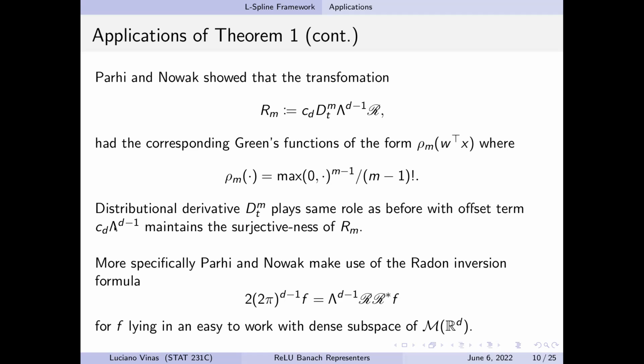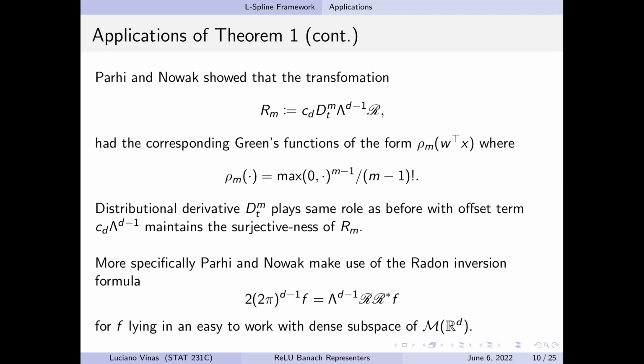Lastly here, this C_d lambda^(d-1) is kind of like a normalization factor, you can imagine. And particularly Parhi and Nowak, to get this kind of onto behavior, want to use the radon inversion formula, right? And the radon inversion formula only applies to a specific function space, but this function space is dense in our radon space measure. So that's nice. And something that needs to be used is this lambda^(d-1), which is otherwise known as a ramp filter. The name ramp filter comes from the fact that in Fourier analysis, you do a Fourier transform with this specific filter, and you're going to then multiply all your coefficients by this angular frequency term. So that's what it does mathematically, but all we need to know is that it kind of maintains the surjectiveness of this Rn term here.